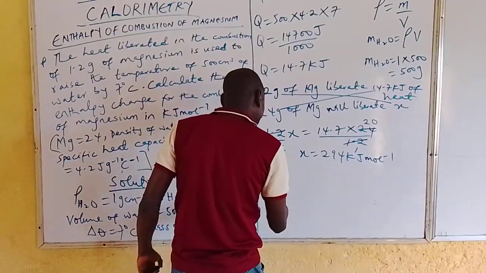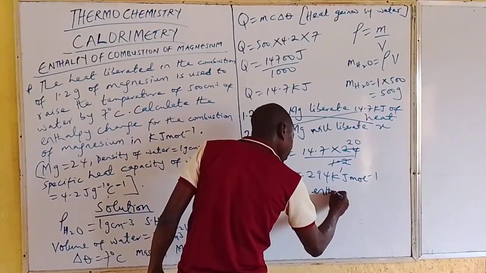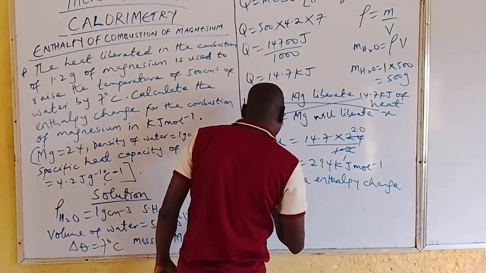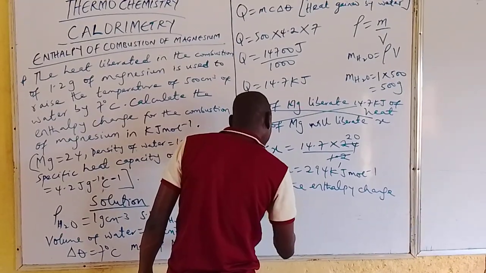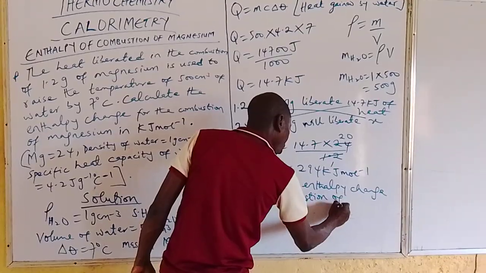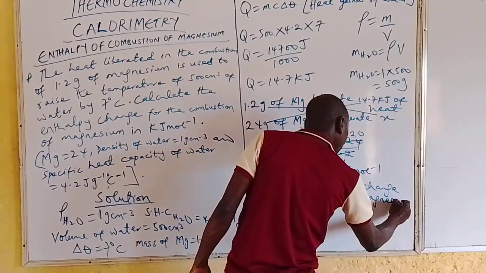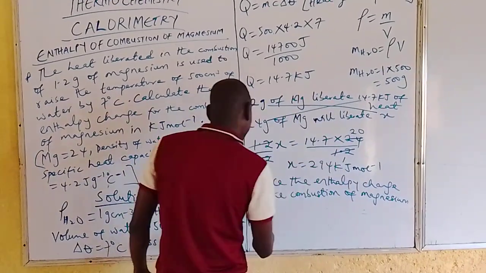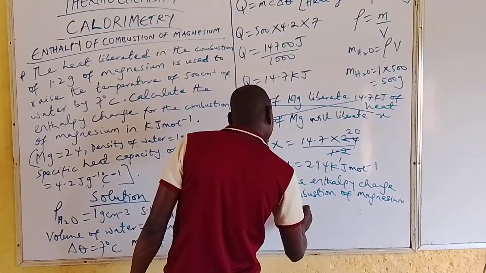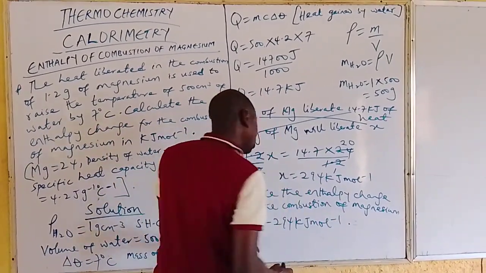Hence, the enthalpy change for the combustion of magnesium is minus 294 kilojoules per mole. So that is the result.